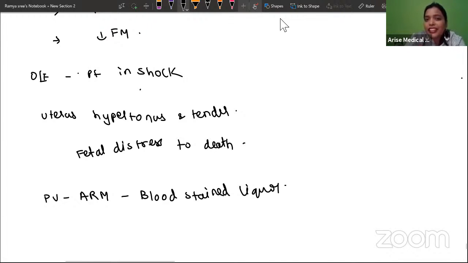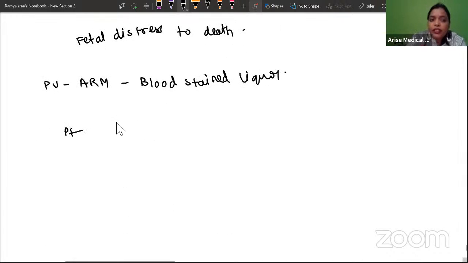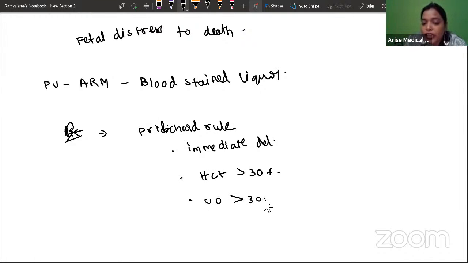Now, treatment: is there any point in waiting on the baby which is having abruption? Even if I wait, placenta will not wait in separating. So gradually baby will go into hypoxia. So the best thing for abruption is immediate delivery. So we follow something called the Pritchard rule, that is immediate delivery and simultaneous resuscitation. I have to deliver her and I have to resuscitate her also. So hematocrit should be maintained more than 30%. Urine output should be maintained more than 30 ml per hour.